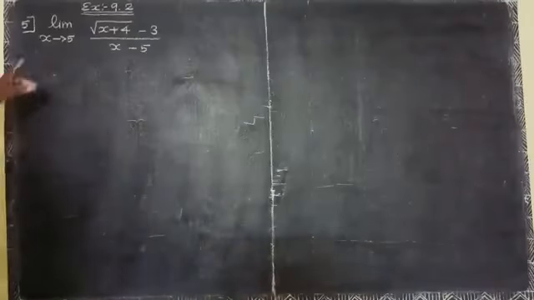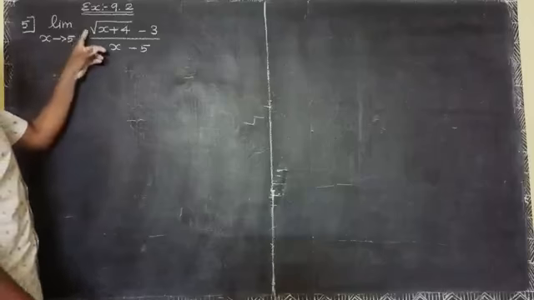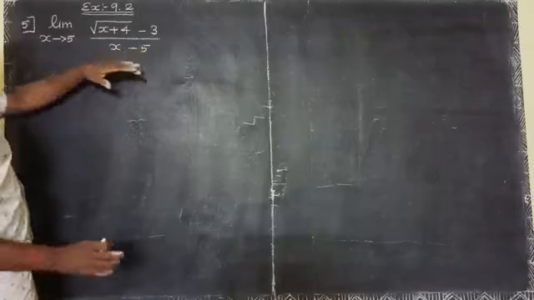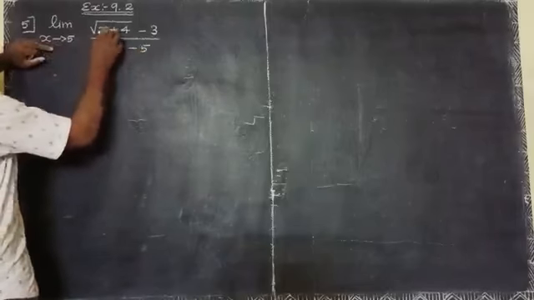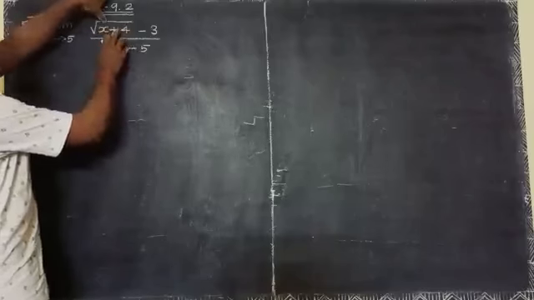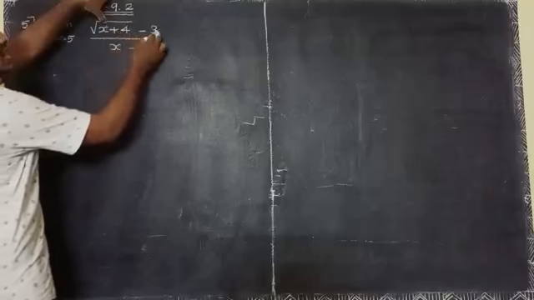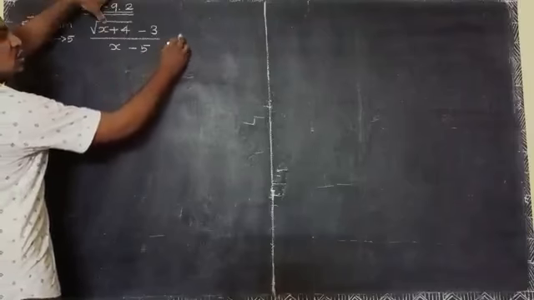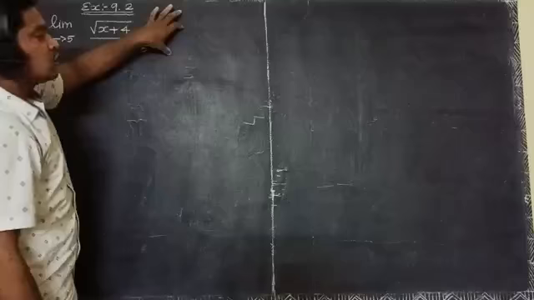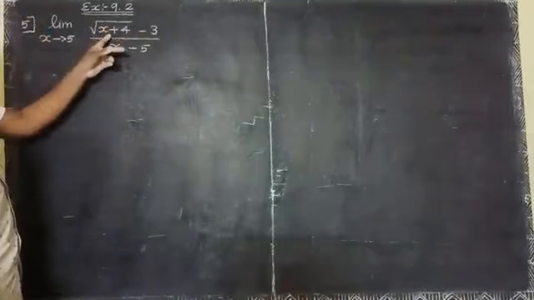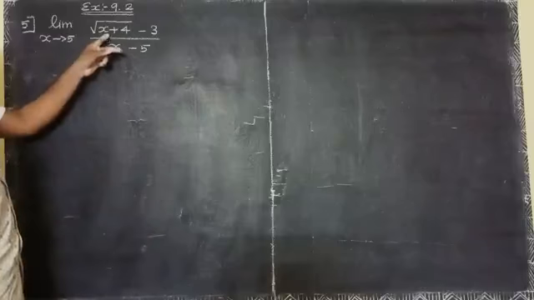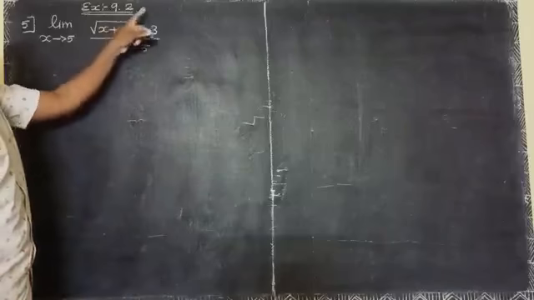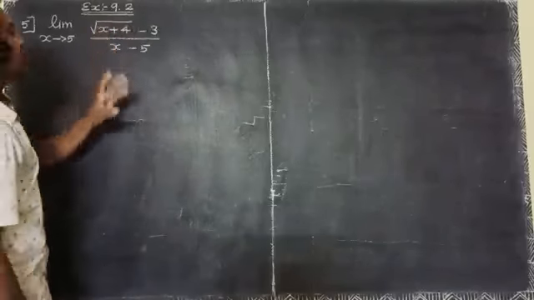Question number 5. Limit x approaches 5, the function square root of x plus 4 minus 3 divided by x minus 5. Here replace x equal to 5 into the function. 5 plus 4 is 9, square root of 9 is 3, 3 minus 3, the numerator is 0. The denominator 5 minus 5 also is 0. 0 by 0 is an indeterminate form. So for the numerator, with square root of x plus 4 in the first term, we take the conjugate of the numerator.